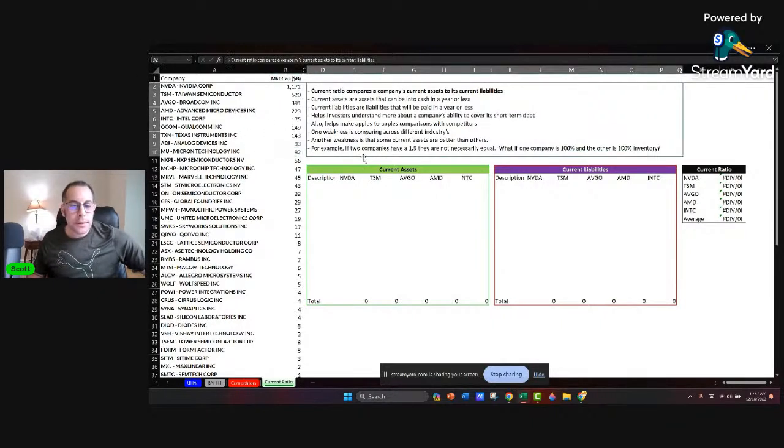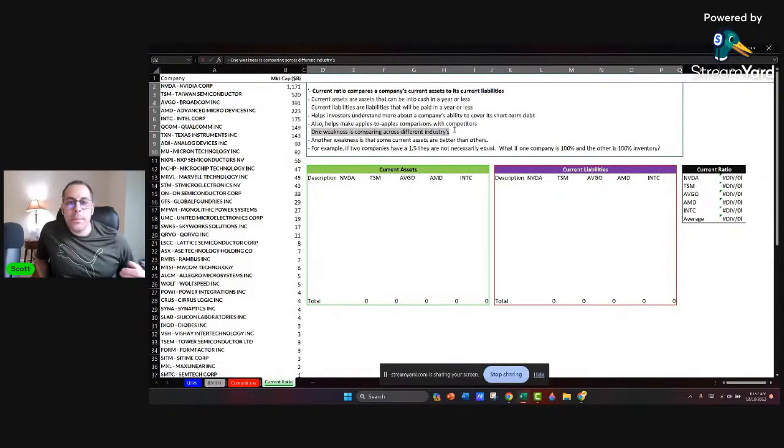Okay, but there are flaws. Comparing industry to industry may not make the most sense, because some industries carry really low current ratios because they don't need to have much cash. A company like Coca-Cola, every day they have $1 billion of cash coming in. There's so much cash coming in.